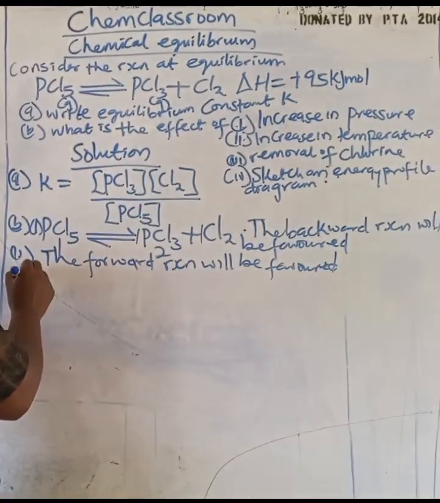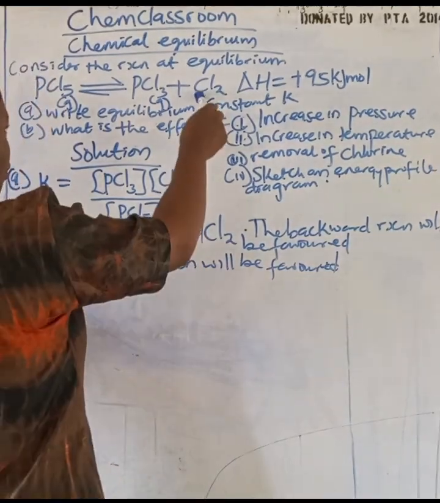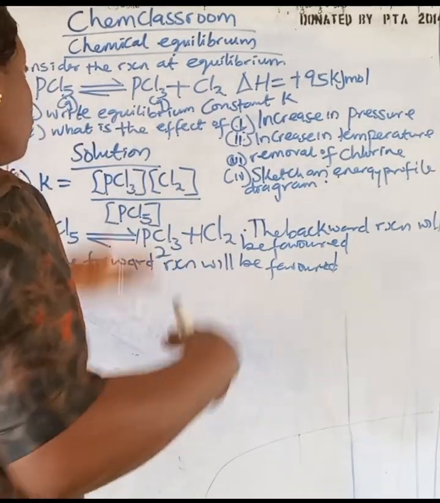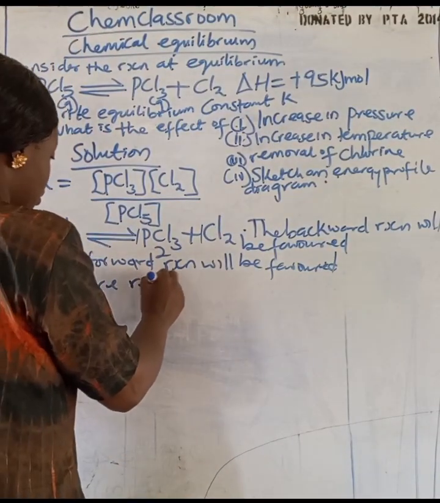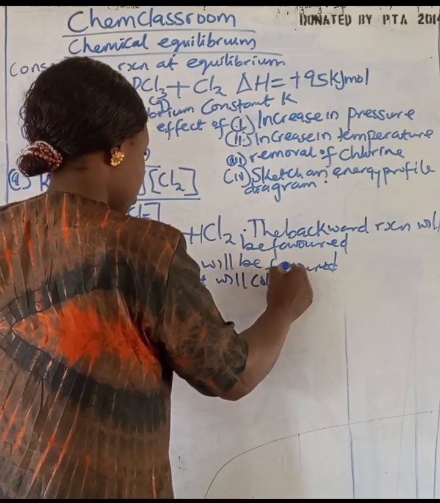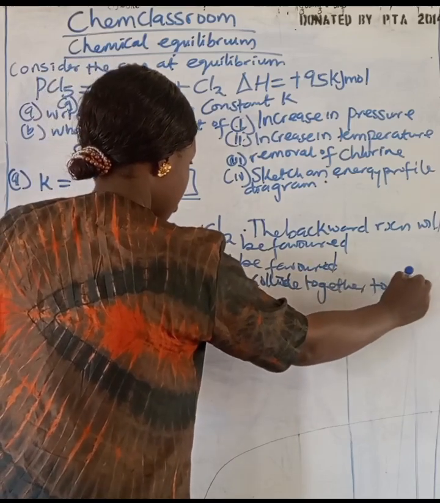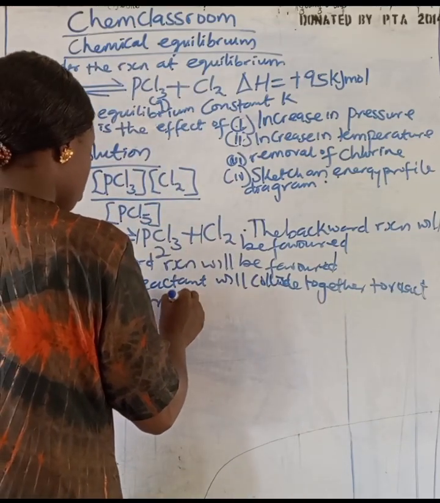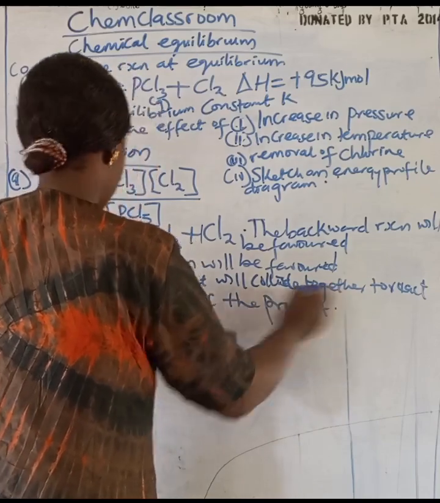Okay, so now the third one says removal of chlorine. When chlorine is being removed, more of the reactant will react together to produce more of the product. So more reactants will collide together to react to form more of the product. Okay, that is what I have.